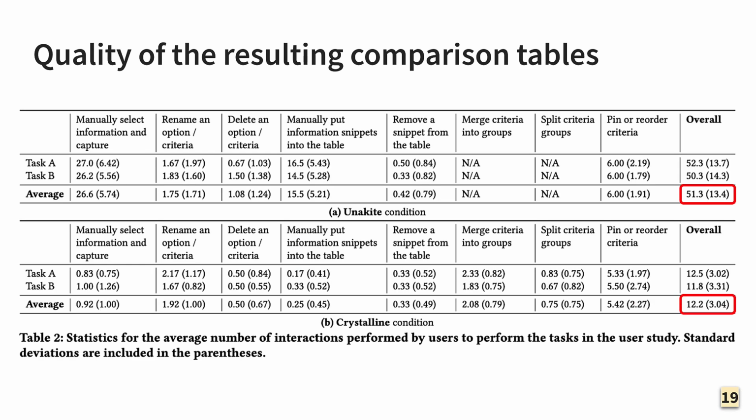As a proxy of table quality, we evaluated the correctness of Crystalline's automatic approaches by how much editing people had to do to fix Crystalline's mistakes. We found that participants only had to perform on average about 12 edits to the automatically generated tables, which is significantly fewer than the 51 actions that they had to manually perform in the baseline Unikite condition, suggesting that the quality of the resulting tables did not degrade too much, as was seen in previous automatic approaches.